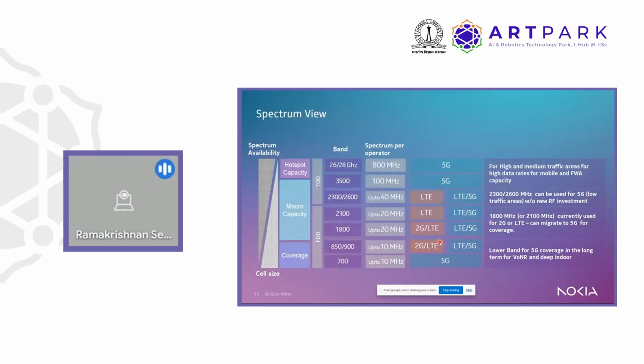You could go ahead and deploy your existing 900, 1800, and 2100 megahertz. You can migrate from LTE to 5G and also use that as a coverage layer, right? When you do all these things, then whatever has been the allocation for 3.5 gigahertz, which is the primary capacity layer of 5G that we have in India, we can use this particular spectrum for your downlink capacity.